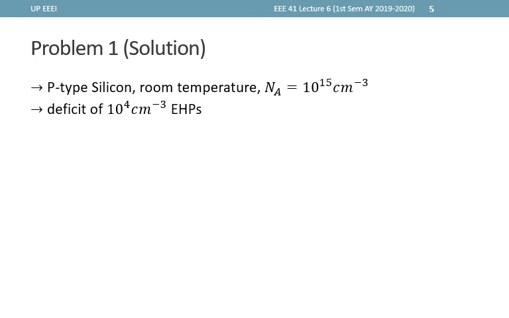So we summarize first the information we can extract from the given. So we have a P-type silicon at room temperature, Na is equal to 10 to the 15, and there is a deficit of 10 to the 4 per cubic centimeter of electron hole pairs.